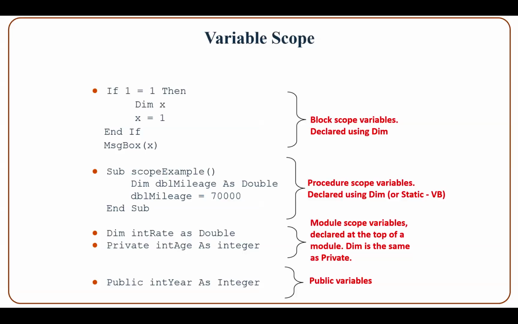And the last example is for the public variables. intYear is declared as Integer, and it is a public variable and can be accessed from anywhere.